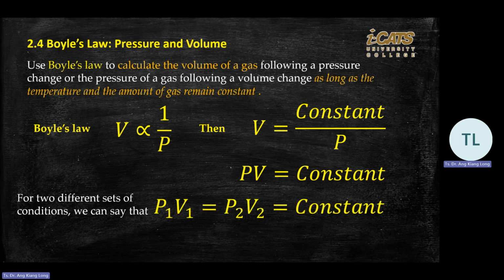So if you're comparing two scenarios, you use PV equal to constant. Because it's constant, you're able to compare scenario 1 and scenario 2 by using this equation. P1V1 equals P2V2, where 1 refers to scenario 1, 2 refers to scenario 2, by assuming you are using the same apparatus, same gases, and same condition. And again, in Boyle's law, there's one constant that cannot change, which is the temperature. Temperature must be constant if you want to use this equation.